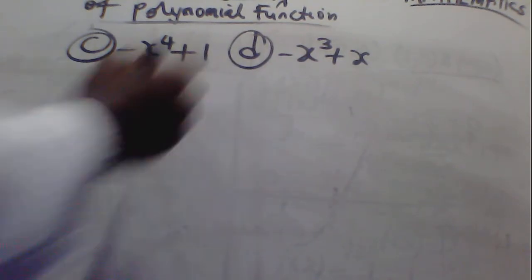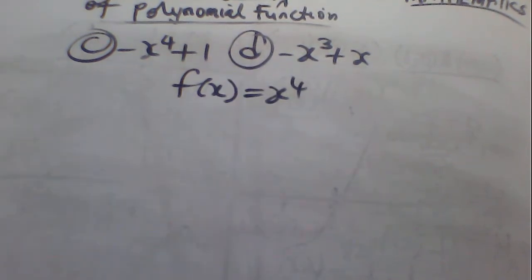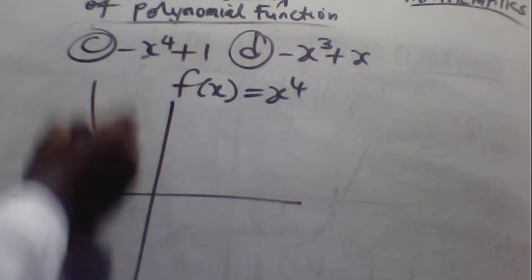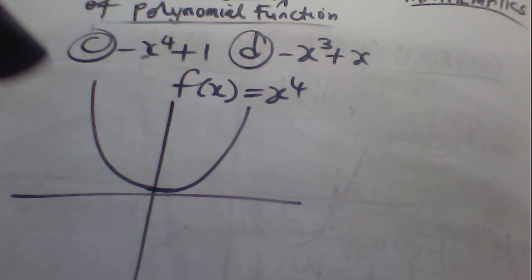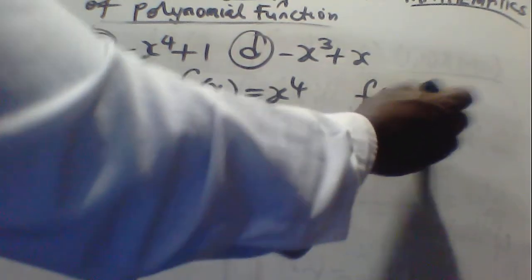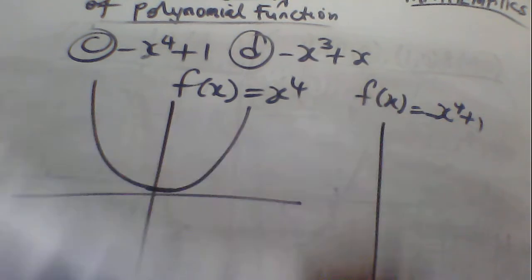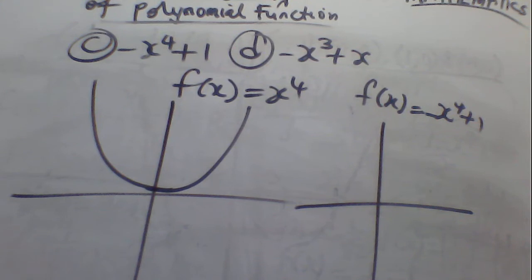Let's say, if the function is equal to x raised to power 4, it will look like this. It will be symmetrical on the y-axis. So this is how it will look when f of x is equal to minus x raised to power 4 plus 1. If the function is this, it will. This is the assignment to know.